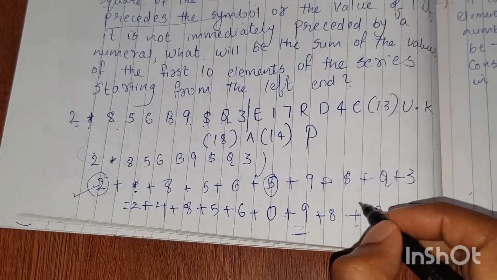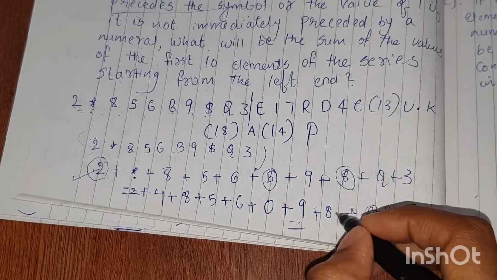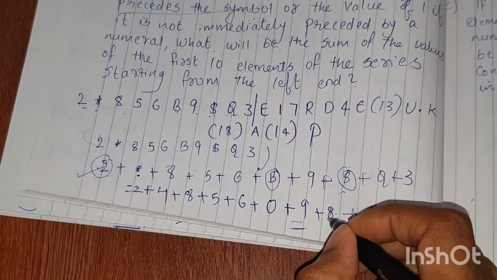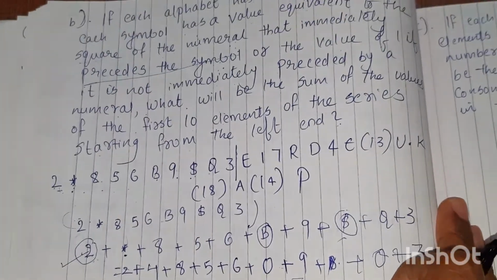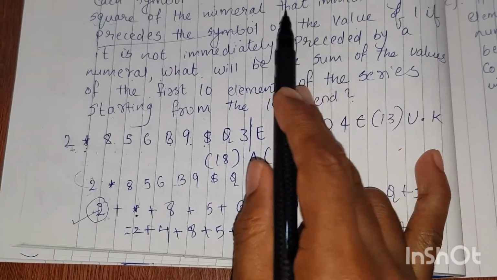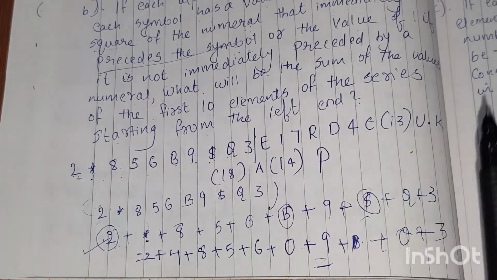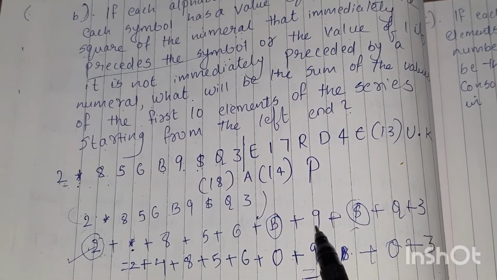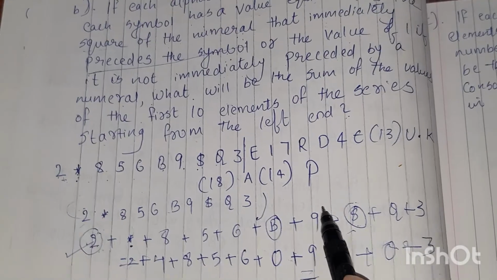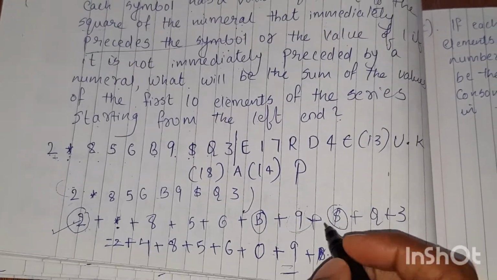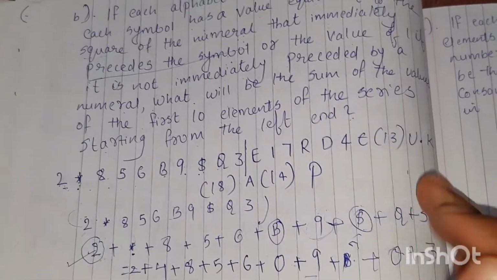And we have to find the value of $ as well, right? So what is the value of the symbol? Value equivalent to the square of the numeral that immediately precedes the symbol. The numeral preceding the symbol is 9, so we have to take the square of that numeral. 9 square is 81.